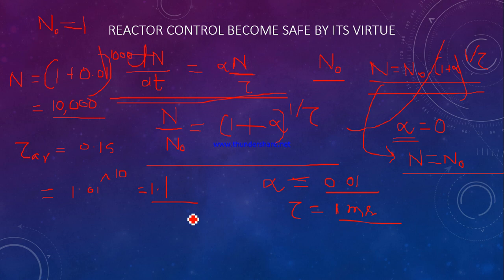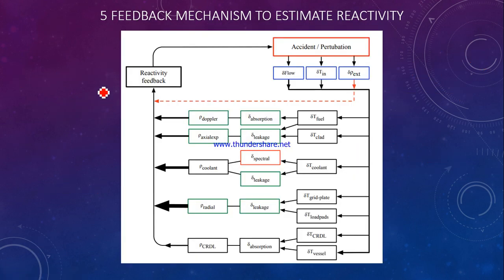So that's why I told you the reactor control becomes safe by virtue of its construction. So here typically a 5 to 10% increase will be there, which can be maintained easily by our absorber rod mechanism. This is the last topic of today's lecture.